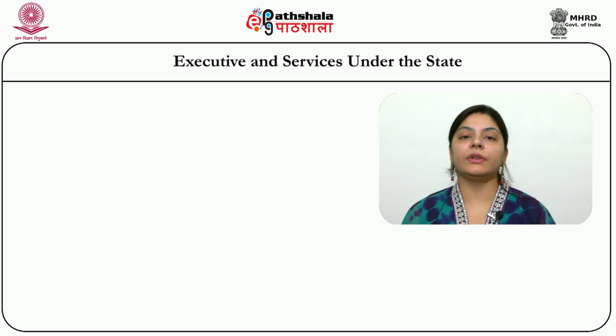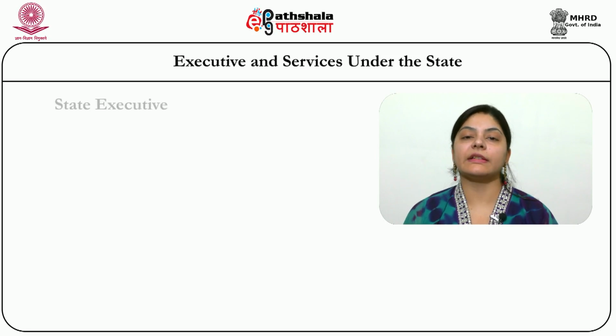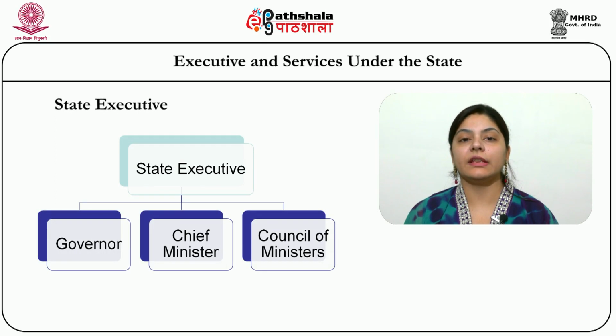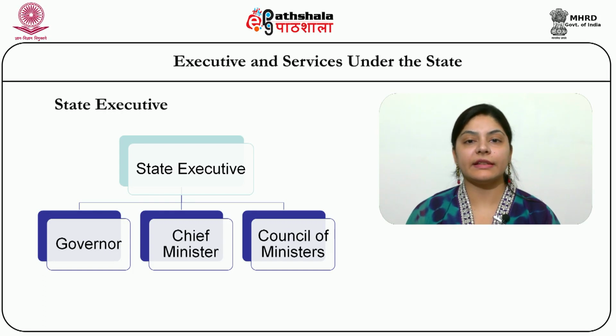This was all about the Union Executive. Now we will be discussing State Executive, that is executive organ of the states. The State Executive, like a Union Executive, has number 1, the governor, secondly, chief minister, and thirdly, the council of ministers at the state level.